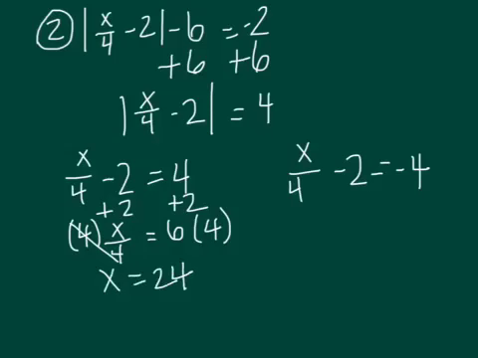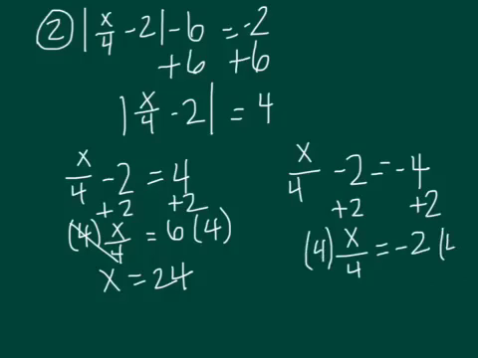I'm going to solve the right equation, so I'm going to add 2 to both sides. So I have x divided by 4 is equal to negative 2. Once again, to get rid of the 4 in the denominator, I'm going to multiply both sides by 4. 4's cancel, so I have x is equal to a negative 8.